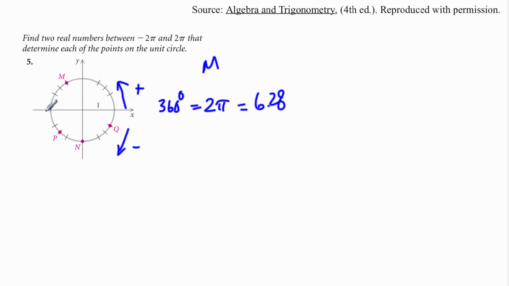Well, M's not halfway, so it's got to be less than pi, right? And this one here is half of pi, so it's got to be bigger than half pi. Right there would be half of pi. This is 1 whole pi. This is 2 pi if you go all the way around. So it's got to be in between there somewhere.